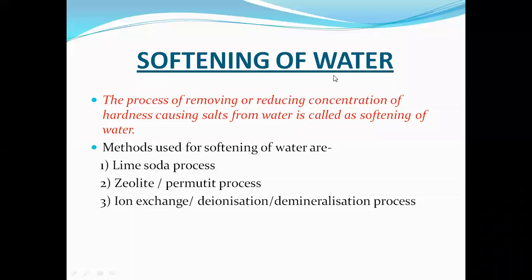Deionization means removal of ions. Demineralization means removal of minerals from the water sample. That's why we call it the deionization or demineralization process or ion exchange process. In this case, ion exchange will take place, there will be an exchange of ions. Now, suppose in a hard water sample, which are the ions present in it? Students, can you tell me which ions are present in the water sample?